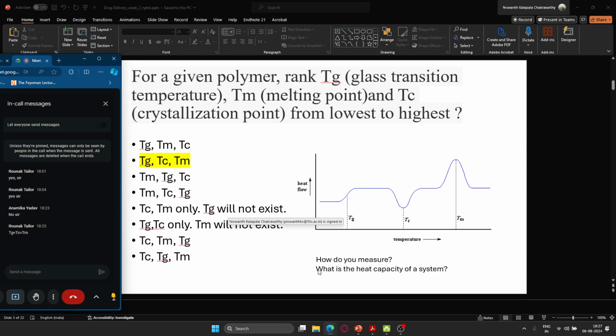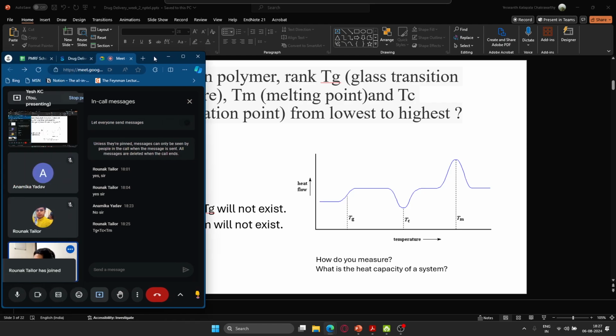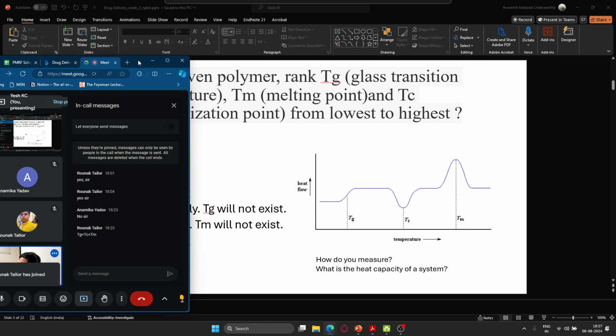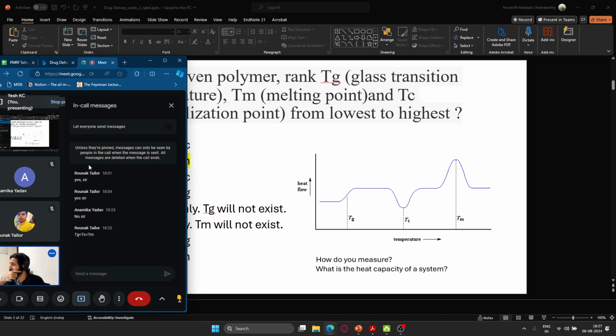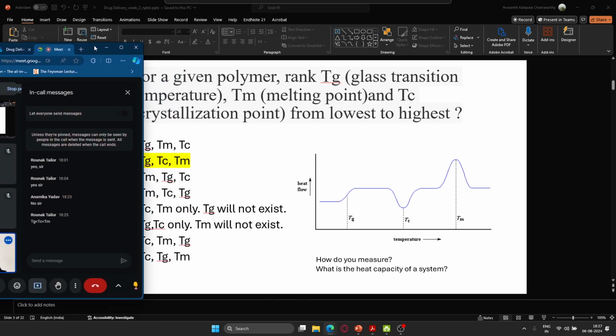But adjacent to this, you would have also studied what the heat capacity of a system is, right? So what is the heat capacity of a system? Any idea? When I say heat capacity of a system, what do I mean?